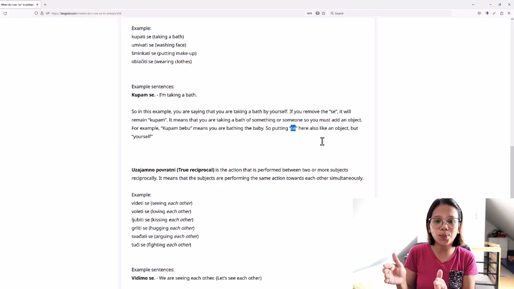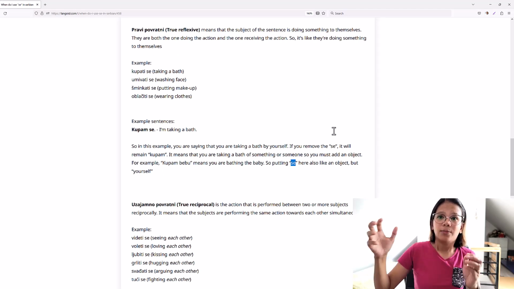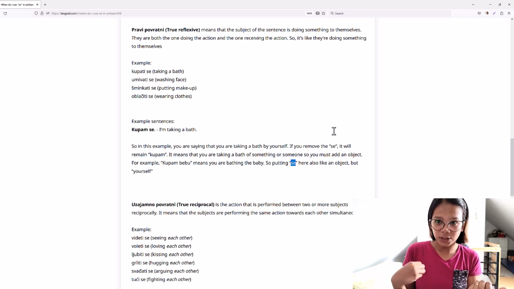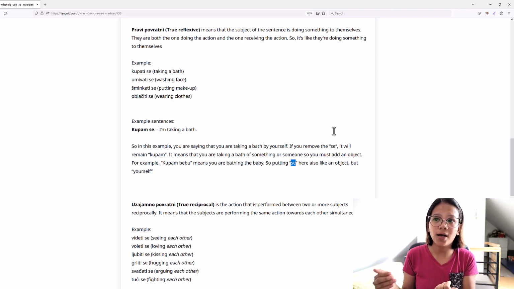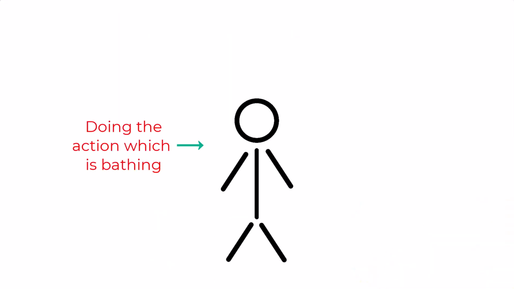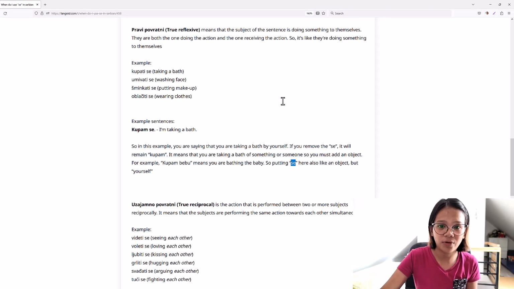That's why kupam se. So as you remember, the meaning is both the one doing the action, I'm doing the action which is taking a bath, and the one receiving the action. I'm doing the bathing, so I do it. I'm the one doing the action, and also I receive that action which is taking a bath. So that is the pravi povratni.